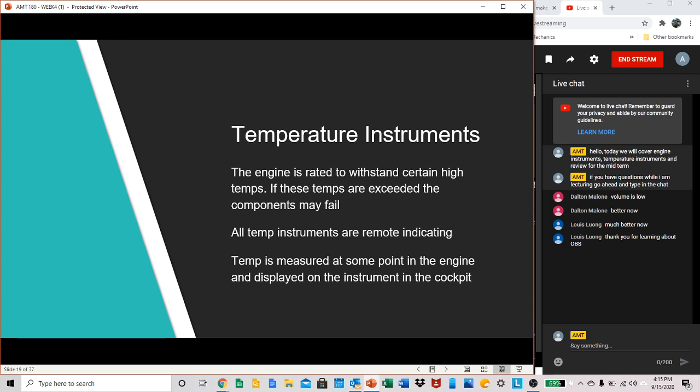So the engine is rated to withstand certain high temperatures. If these temps are exceeded, the components may fail. So the temperatures of our aircraft and especially our engine operating are very critical. All temperature instruments are remote indicating. Temperature is measured at some point in the engine and displayed on the instrument in the cockpit. So that makes it a remote indicating instrument.